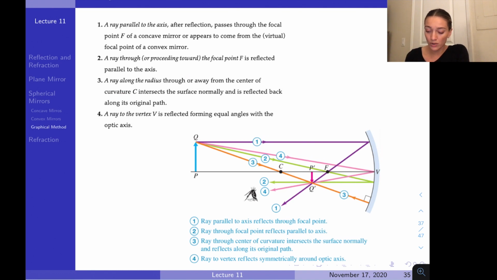Then you're going to draw a ray along the radius, right through your center of curvature, and since it's hitting the mirror at a perpendicular angle, it's just going to be reflected right back. So it's just going to go straight through that center of curvature there. That's your third ray. And then your fourth ray is going to go to the vertex. So this fourth ray here, this pink one, you draw straight to the vertex, and then you see how it's reflected. Angle of incidence is equal to angle of reflection, and you draw it back here. And you're going to see that they all meet at the same point.